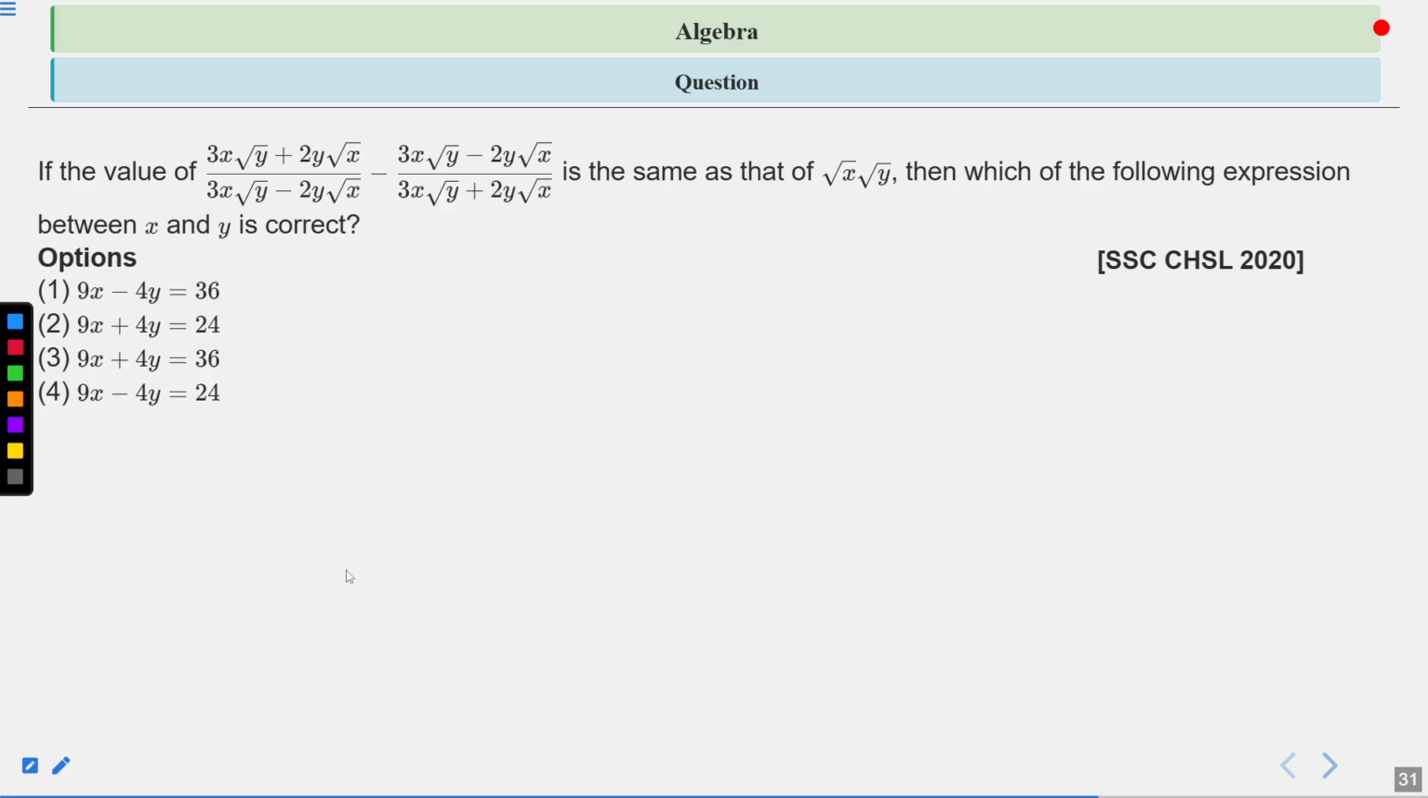So there are 4 options. First one is 9x minus 4y equals 36. Second is 9x plus 4y equals 24. Third one is 9x plus 4y equals 36. And fourth one is 9x minus 4y equals 24. Now you have 10 seconds to analyze the question. Your time starts now.